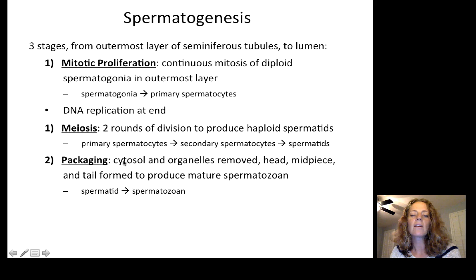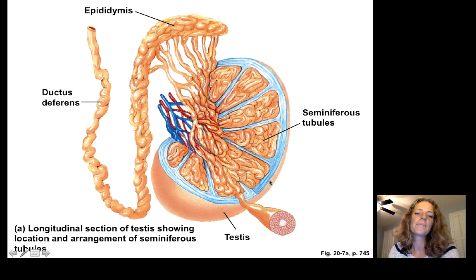So this is where the sperm become these tiny little swimming structures that we're all familiar with seeing. So the cytosol and the organelles will be removed, except for the DNA. So within the head of the sperm will be the concentrated chromosomes that will be ready for fertilization. They also have a midpiece and a tail, which helps the sperm become mobile, and they are then mature spermatozoa.